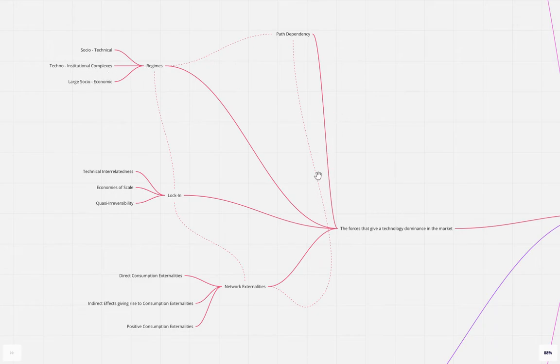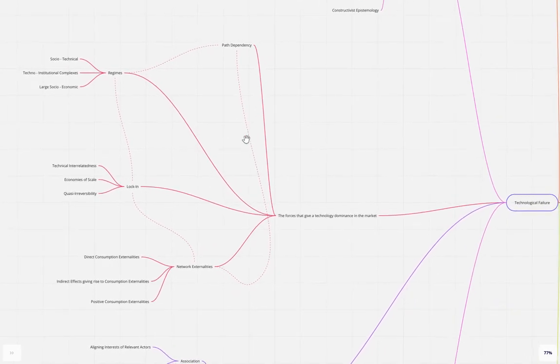And within this, you can see that I have this little dotted connection here, and the reason I did this was because I felt like there was some interrelatedness within this, like network externalities affected path dependency affected lock-in affected regimes, which was affected by path dependency, right? So I had this connection here because I felt like they were all interrelated, and it's kind of like a domino effect. Once you get one, you're getting one of the others.